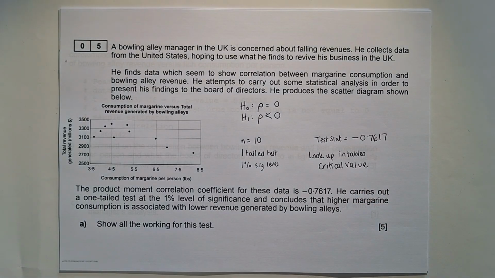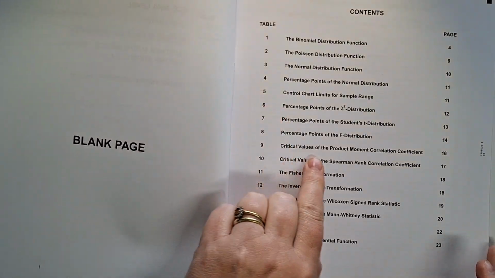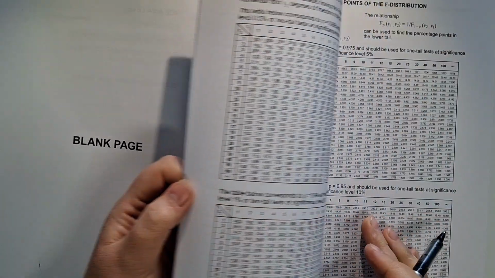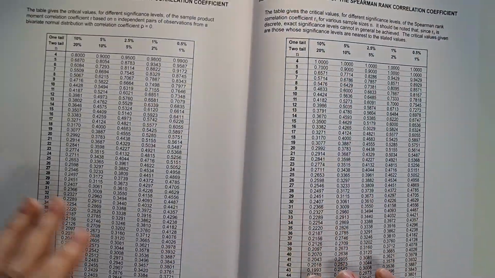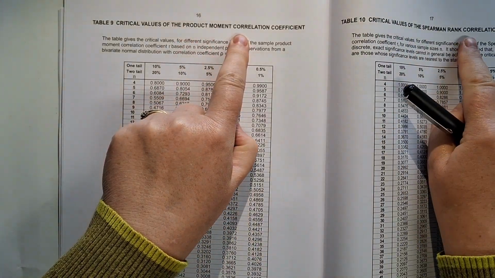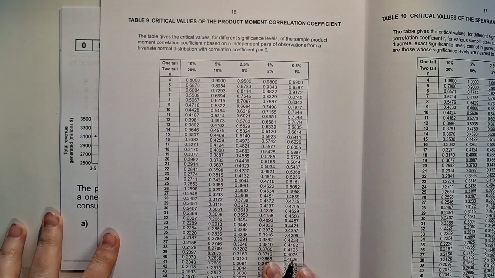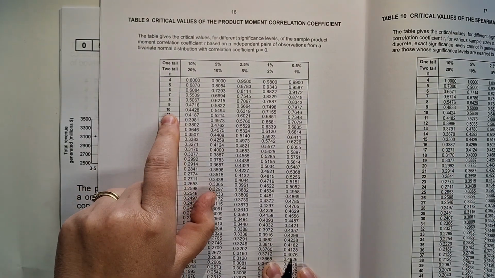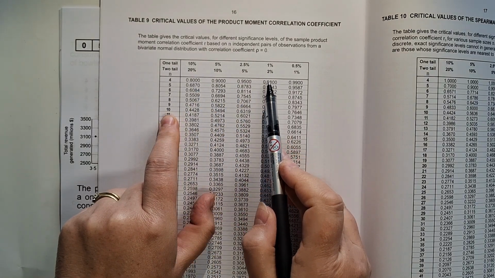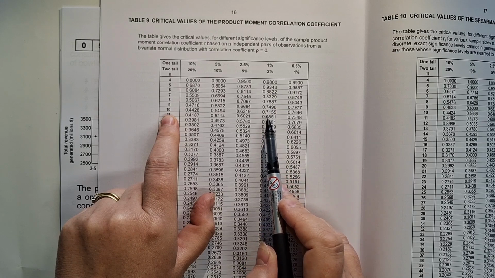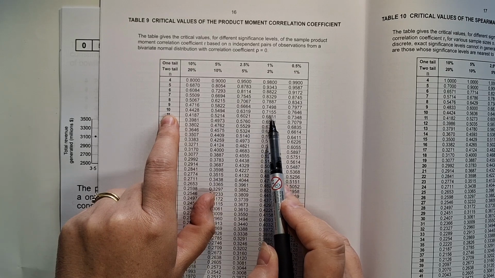I'll just get the tables and show you how that bit works. You have to go to the product moment correlation coefficient, which is on the next page. Make sure you're looking at the right page, because that one also says correlation, but that says Spearman, so you want this one, product moment. All we have to do is find the correct column. It was a one tail 1%, so we're coming down the fourth column, as far as N is 10, and that's 0.7155. That's our critical value.